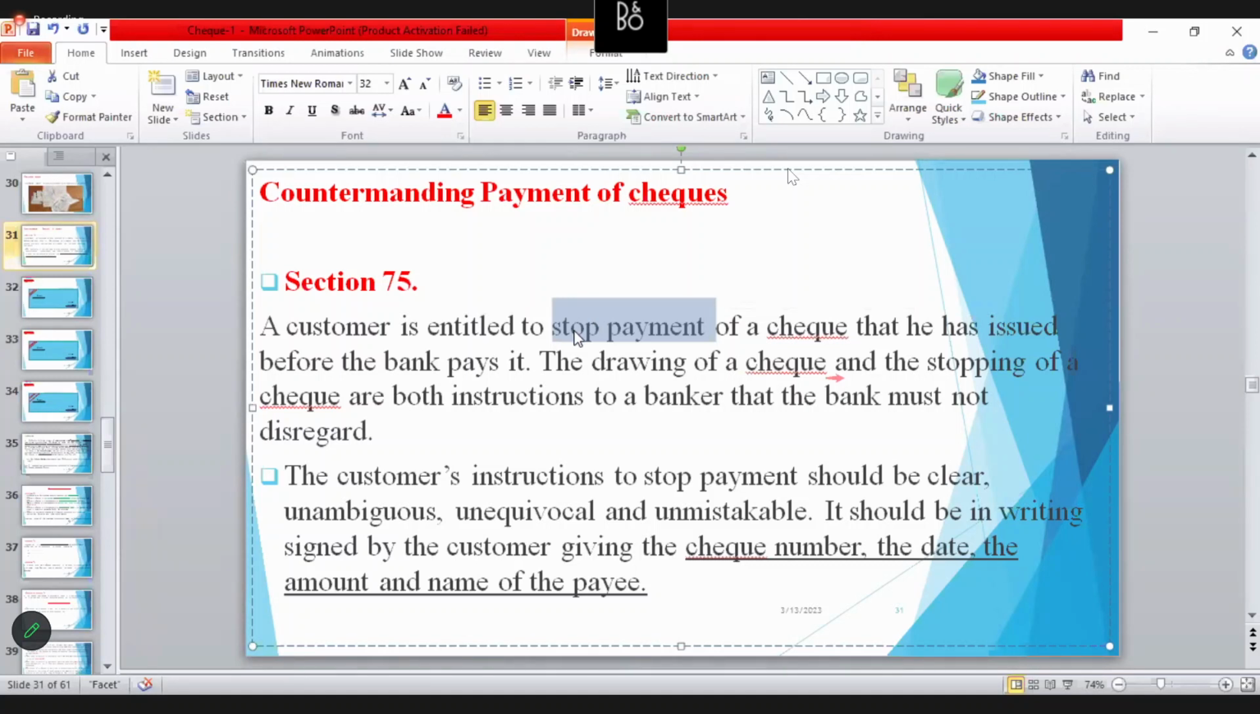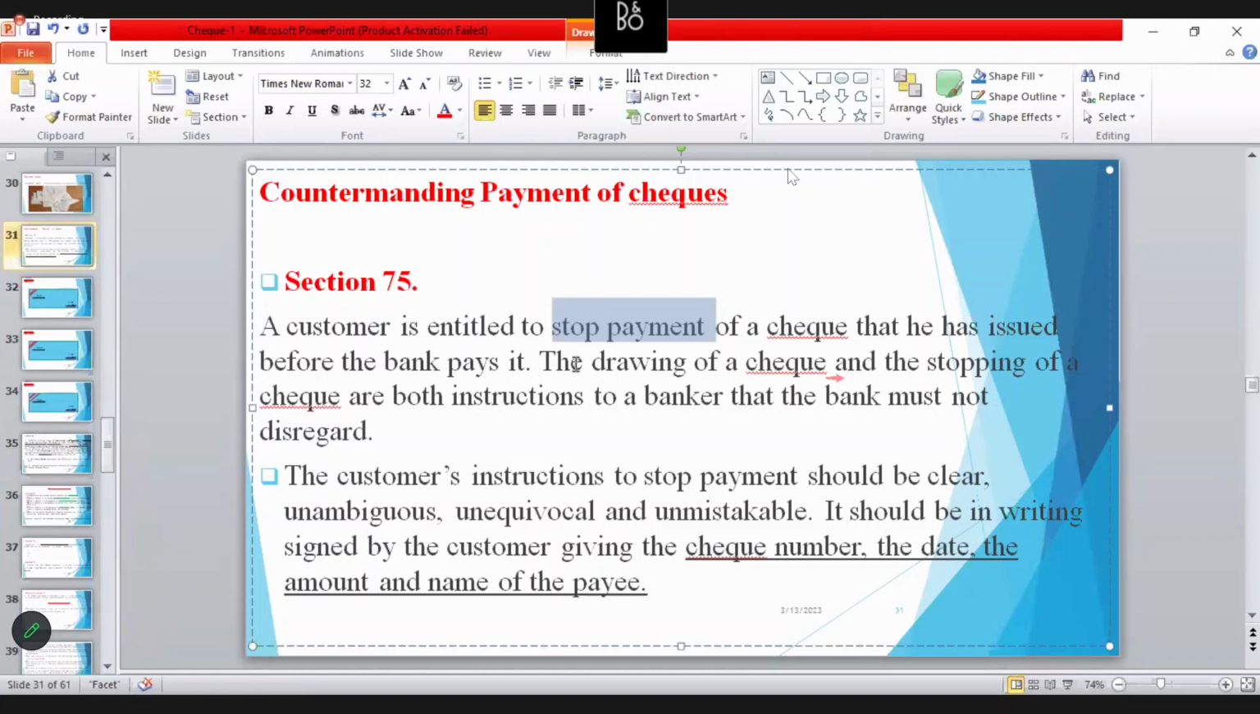If Avani comes with my check, this is the number of the check. Please don't give any money. That is stopping the payment of a check that has been issued, before the bank pays. I already issued the check, but I didn't receive any sari from Avani. So I have to stop the payment.